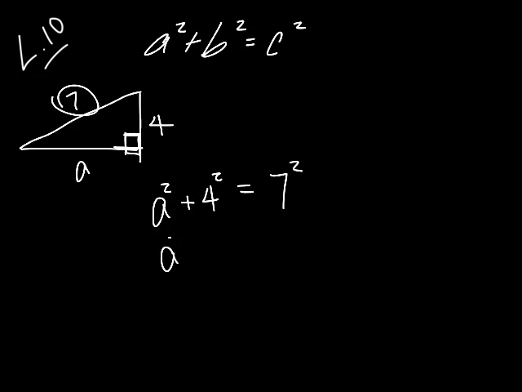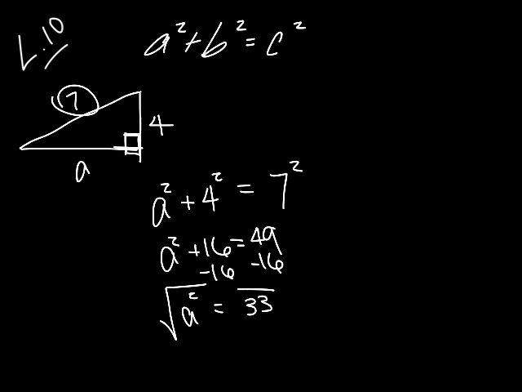So we get a squared plus 16 equals 49. Subtract 16 from both sides. a squared equals 33. Then we take the square root of both sides, and a equals the square root of 33. You can't reduce that at all, so we're done.